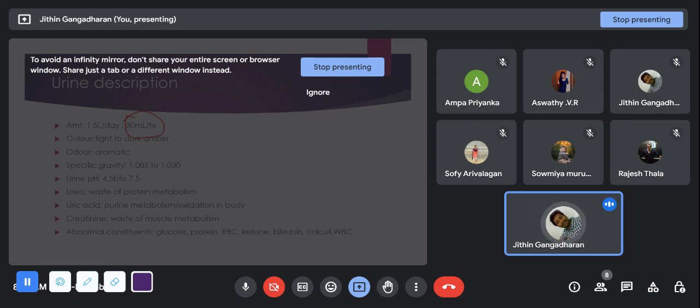Rajesh, what will be the reason? So can you repeat, sir? In case of diabetic ketoacidosis, what sort of change can you see? Is it metabolic acidosis, metabolic alkalosis, respiratory acidosis, or respiratory alkalosis?